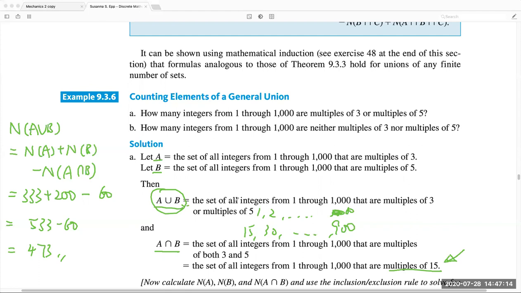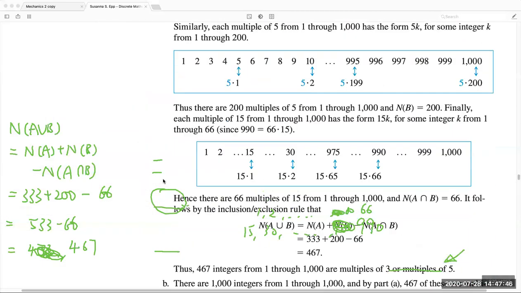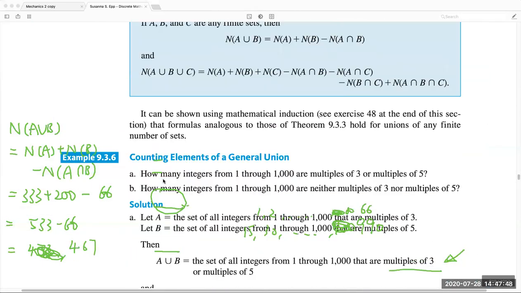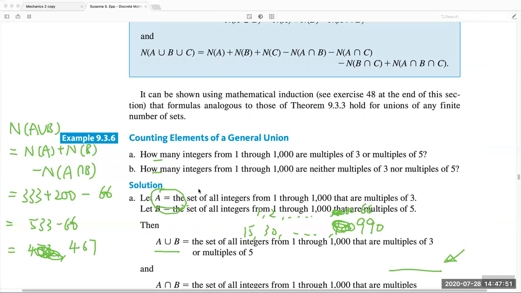Sir, but there are 915 and 930 and more, aren't there? Yeah, this is a trap for you. Don't get caught in the trap. The largest multiple of 15 should be 990, so it should be 66. 487, okay? 467, is it? Let's check the answer. Yeah, okay. So the answer is 467.